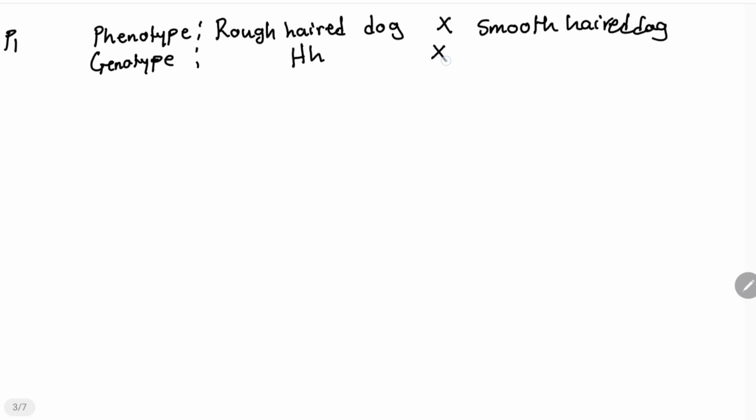So I'm going to cross that again with this smooth-haired dog, which had the genotype small letter h, small letter h. Again, smooth hair is recessive in this instance, and for the recessive trait to be expressed in the phenotype, the genotype must have two recessive alleles. That is to say, it must be homozygous recessive, right?